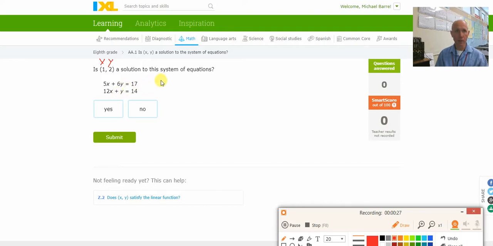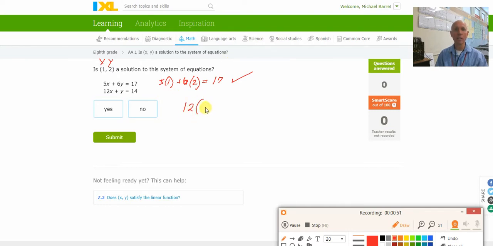So let's plug it in. So I have 5 times x, and what is x? 1, plus 2 times y, and y is 6 times y, and y is 2, and does that equal 17? Well, 5 plus 12 is 17, so yes, so far it's looking good. It's worked in the top equation, but does it work in the bottom equation also?